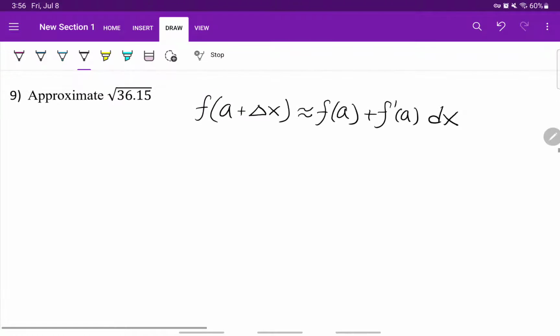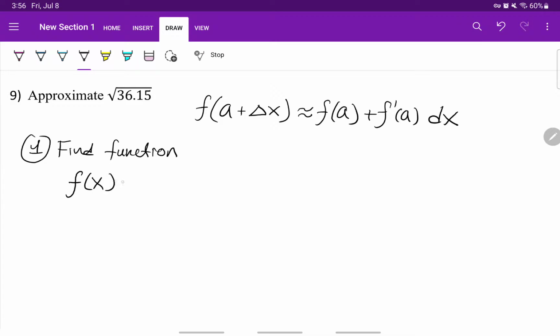All right. Step number 1, you want to find your function. Well, if you look here, this is a square root. So I'm going to assume that the function is f of x equals the square root of x. Step number 2, you need to find your a and delta x.